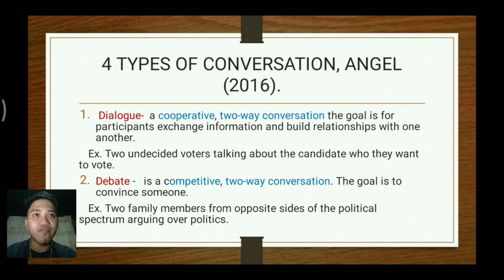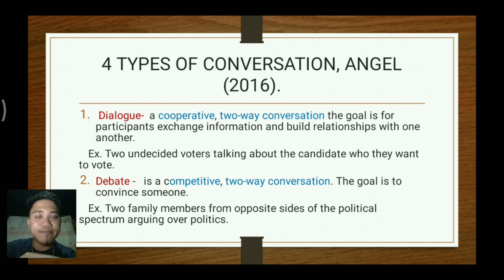Next one, we have four types of conversation by Angel, 2016. First is dialogue. Basically, dialogue is a cooperative two-way conversation. The goal is for participants to exchange information and build relationship with one another. Their example: two undecided voters talking about the candidate they want to vote for. So it is a two-way conversation. There is cooperation, and both of them are talking.